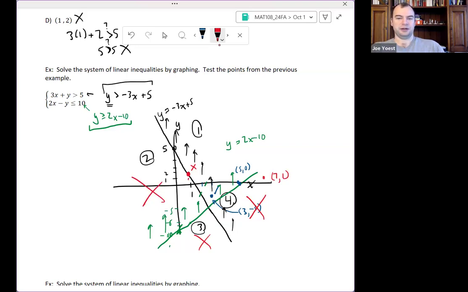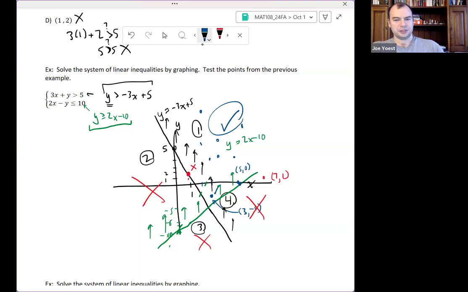But we do notice that 5 comma 0 and 3 comma, what was it, negative 3? I think it was 3, negative 3. Those are in this quadrant 1, so to speak. Quadrant 1 is where I'm going to find my solutions. And in fact, any point in here is going to be a solution to this set of linear inequalities.